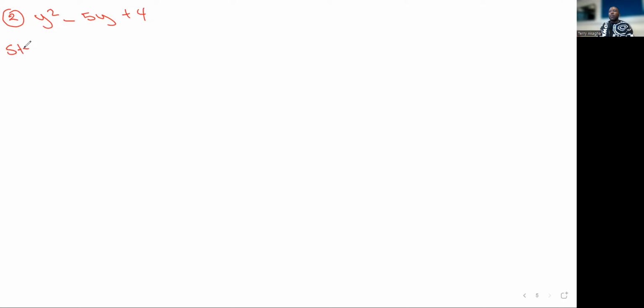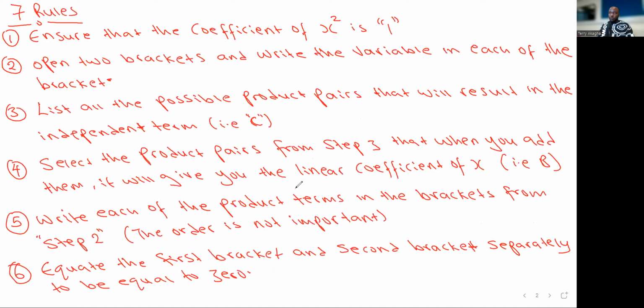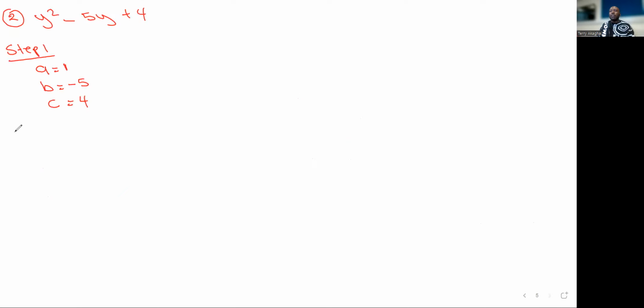All right, so step 1. We need to check. My A here is 1. My B here is minus 5. My C is equal to 4. Then step 2, we have to open 2 brackets and put the variable, okay? So we're going to open 2 brackets now. So step 2, open 2 brackets.